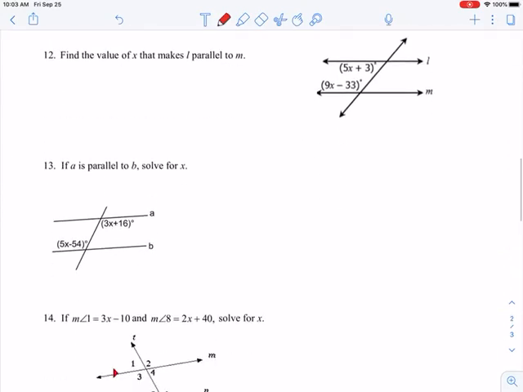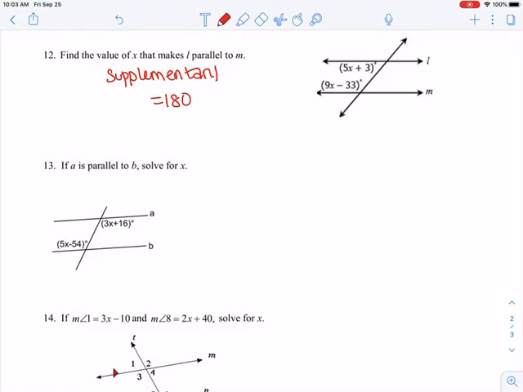For 12, you want to find the value of x that makes line L parallel to line M. Those are interior angles on the same side of the transversal. So if those 2 lines are going to be parallel, those 2 angles need to be supplementary. What does that mean? They have to add up to 180. So you're going to add the 2 angles together, set it equal to 180, and solve.